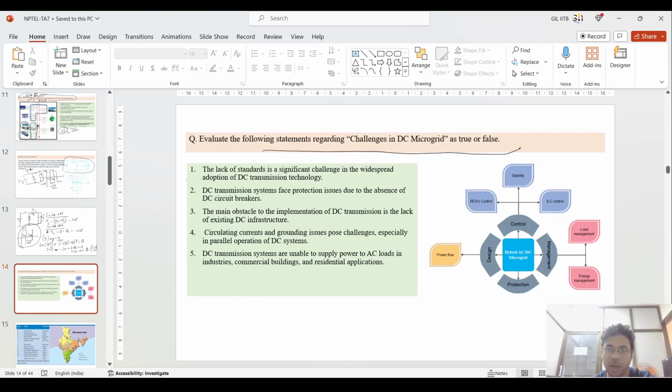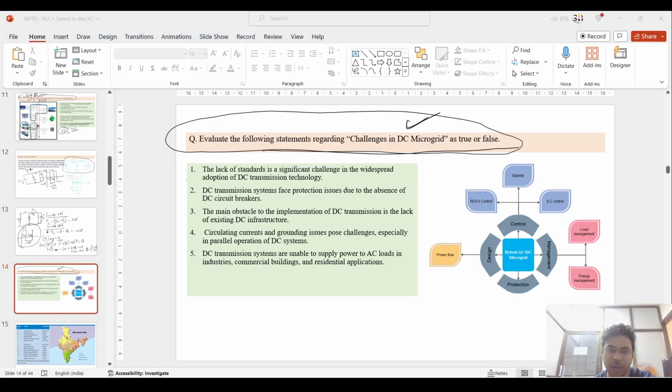So coming to the next topic, the question is about the challenges of the DC microgrid. You have to tell me which statements regarding the challenges are prominent in DC microgrids and which are not. You have to tell me which options are correct related to this.